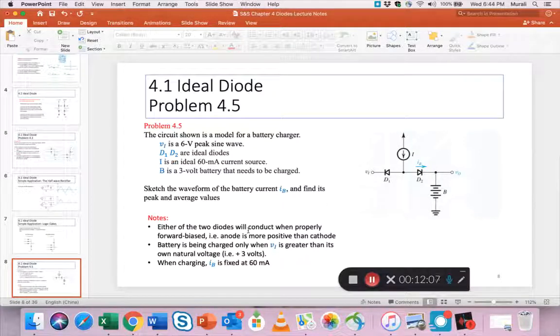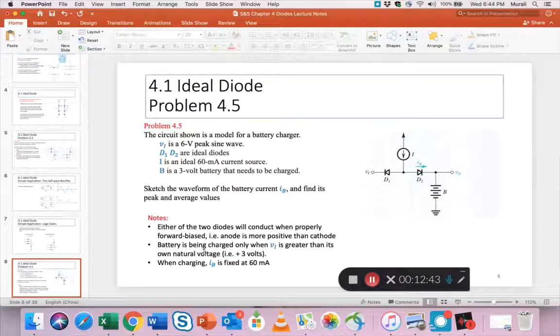Okay, so before we look at the PDF and how this is solved, let's look at the notes. I'm hoping that the notes will benefit you before we see the problem. So what am I saying in the notes? Either of the two diodes will conduct when properly forward biased, when the anode is more positive than the cathode, just like we saw in the previous examples. But also remember, it's very unlikely that both diodes will be on. Only one diode works at any given time, otherwise we run into that funny situation.